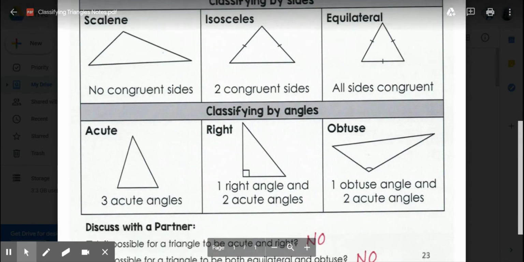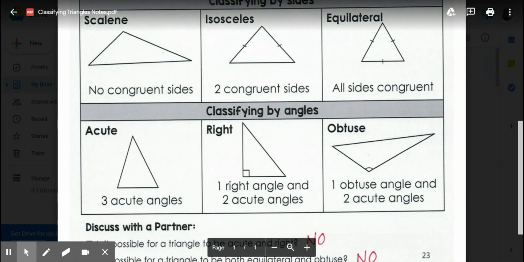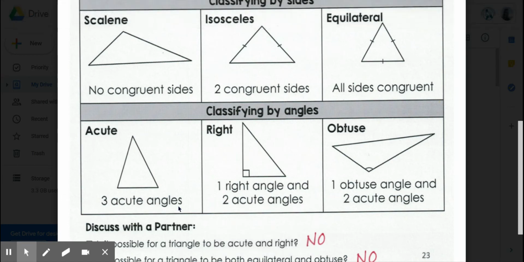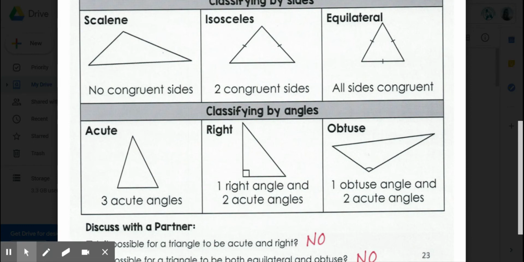Scroll down. So, classifying by angles. There are 3 different types of triangles by angles. The first one we have is acute, with 3 acute angles. That means they're smaller than 90 degrees. Then we have our right triangle, with 1 right angle and 2 acute angles. Right here, those little boxes indicate our right angle, and then these 2 are acute angles.